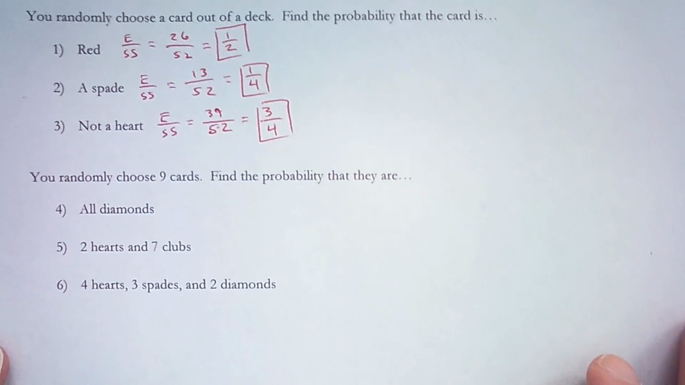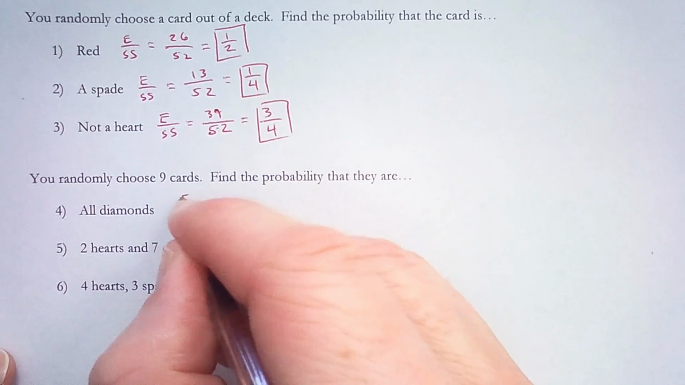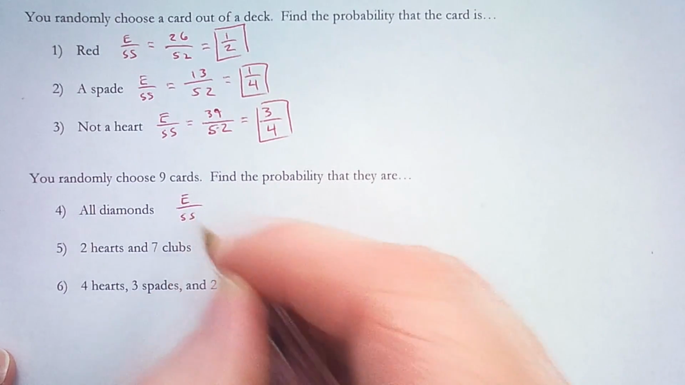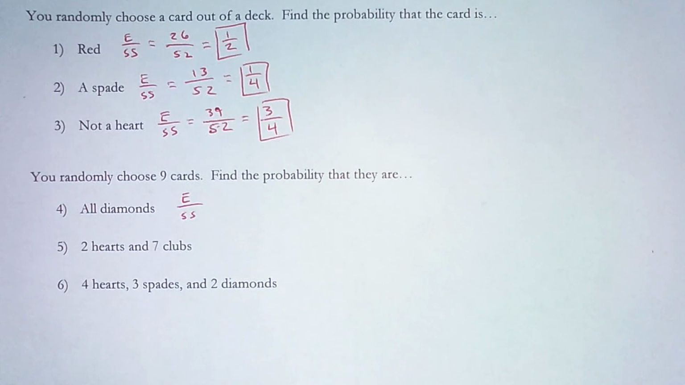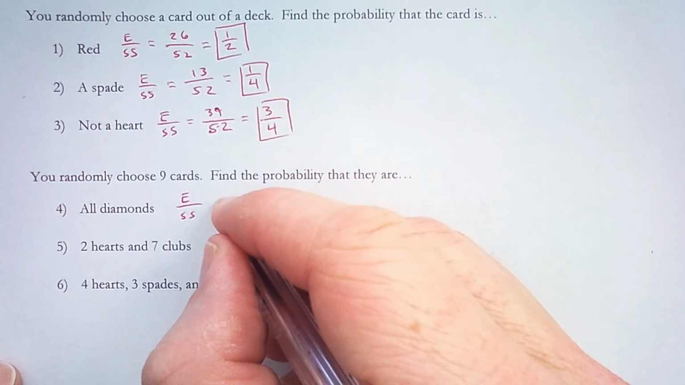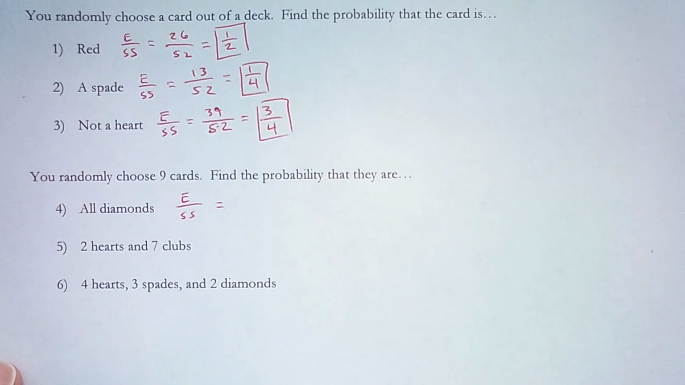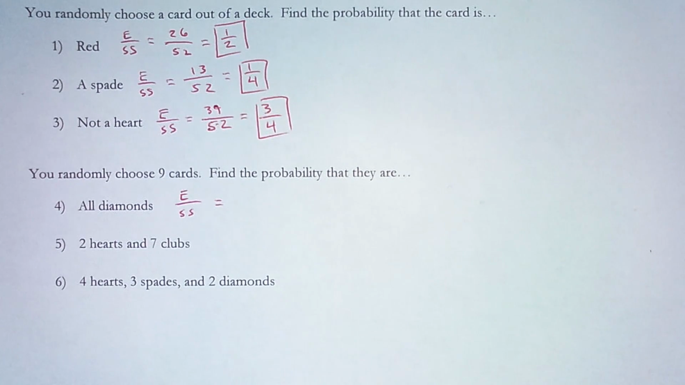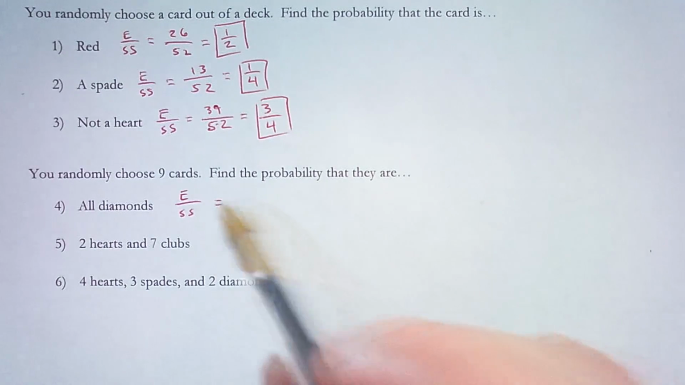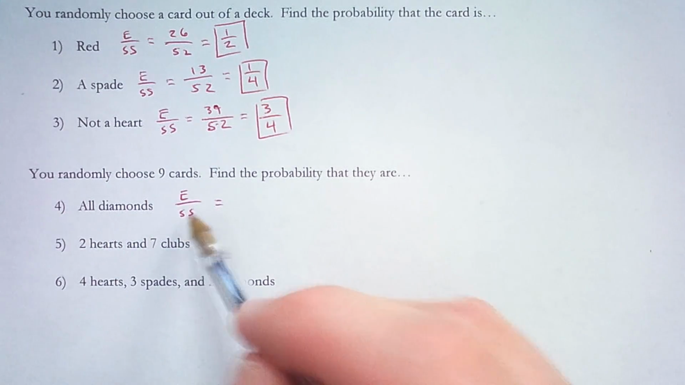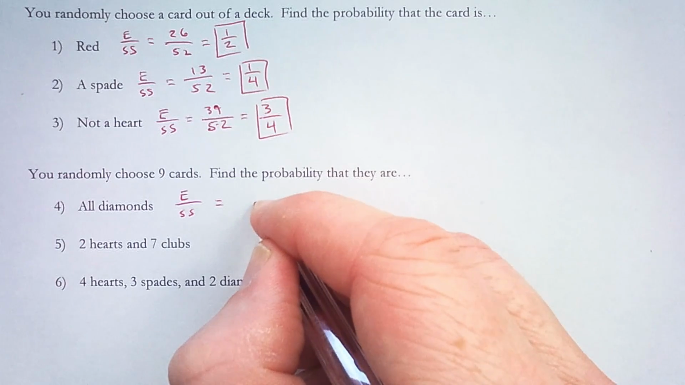Now let's move to some more complex situations. You randomly choose 9 cards. Find the probability that they are all diamonds. So we need an event and a sample space. Okay, so the sample space is we're going to choose 9 cards out of the 52 card deck. Since we are choosing cards but not arranging them, this is going to be a combination. Okay, so the event is all diamonds. The sample space is 9 out of all 52 cards.